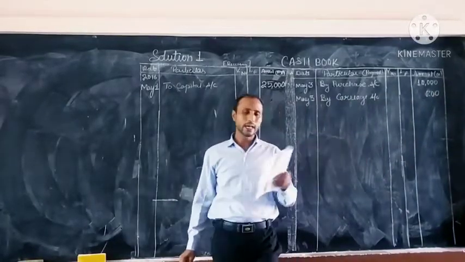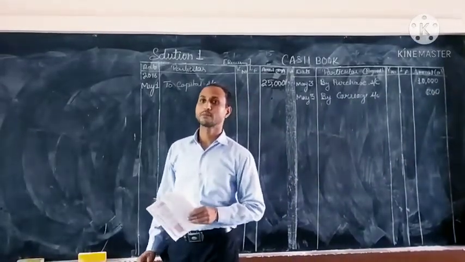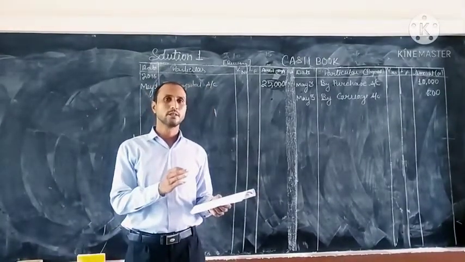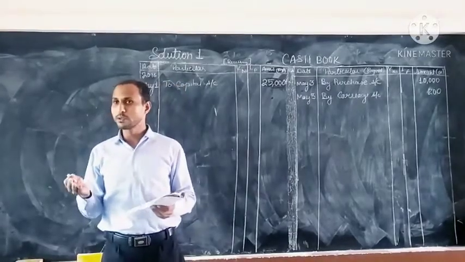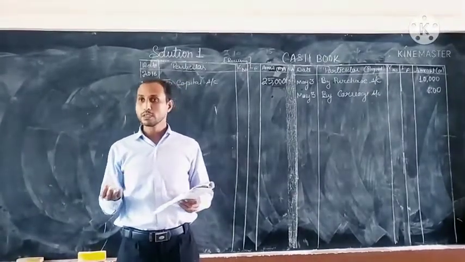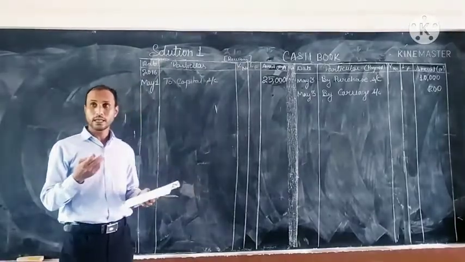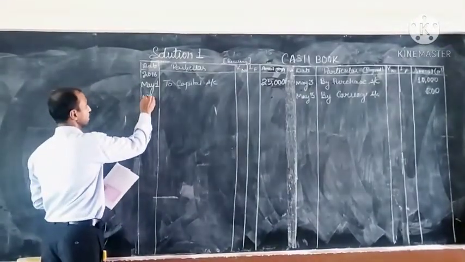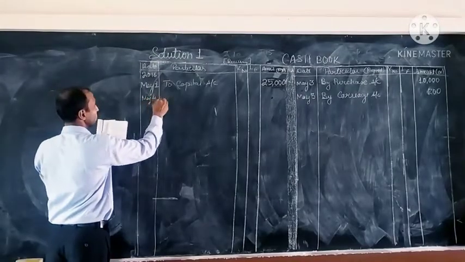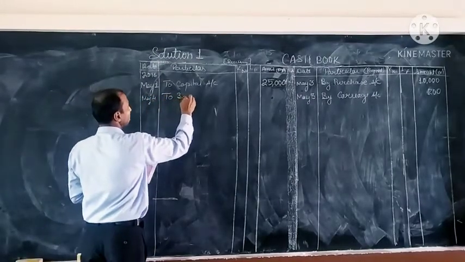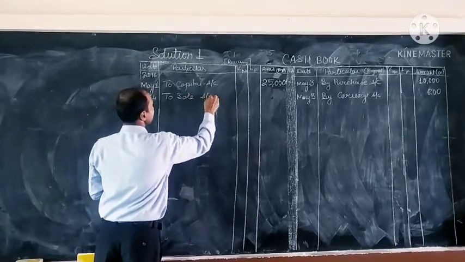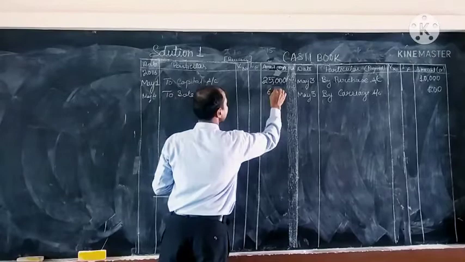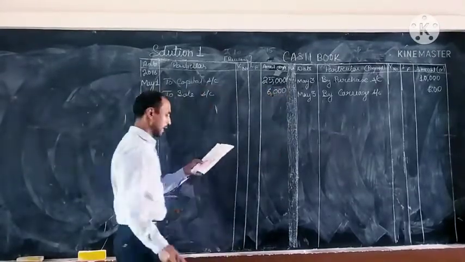Now sold goods for cash. What will the journal of this be? Sold goods for cash. Cash to sales. Cash to sales. That means cash is coming to you. It is receiving. So here you have to write the date, 4, to your sales account. It is debited and it will be 6,000 rupees. So it is your 6,000 rupees. That is cash to sales.